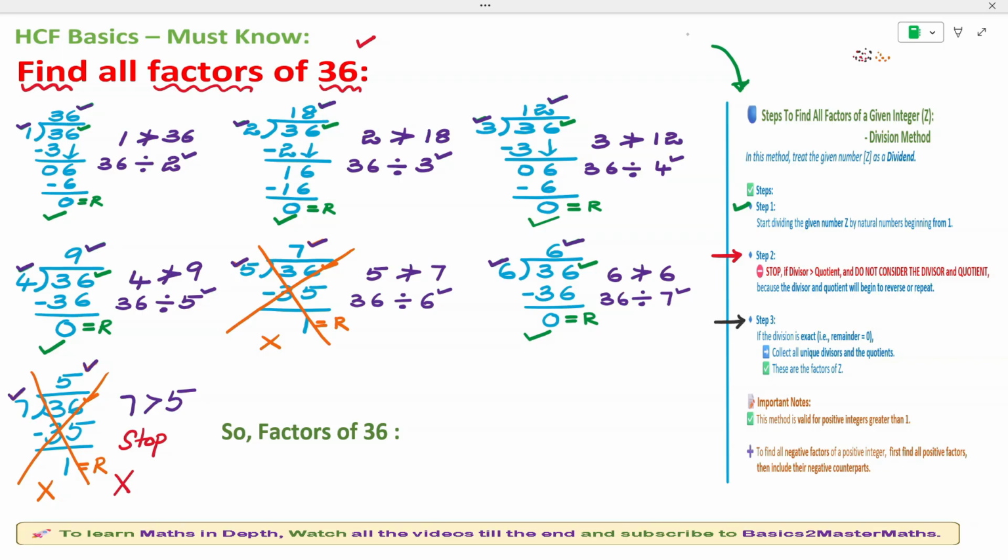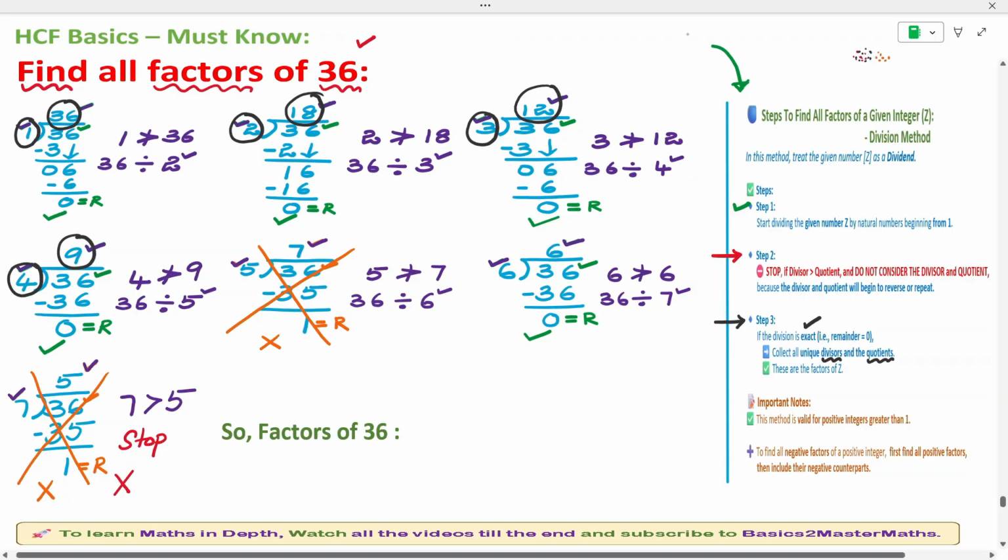Step 3. Collect all unique divisors and quotients where the division is exact. In this case, they are 1, 36, 2, 18, 3, 12, 4, 9 and 6.